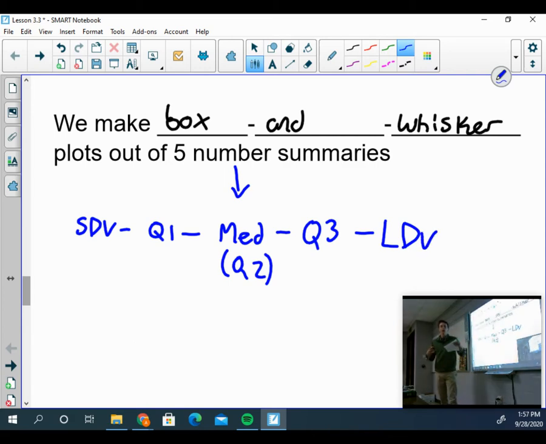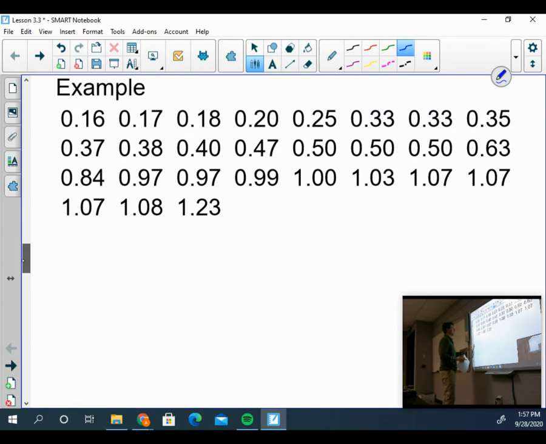Again, it's a way of summarizing the data, and the box and whisker plot will show us the spread of the data. How consistent is the data? Okay? So this is going to be our 5-number summary, and we're going to use it to make a box and whisker plot. So, how are we going to do this?